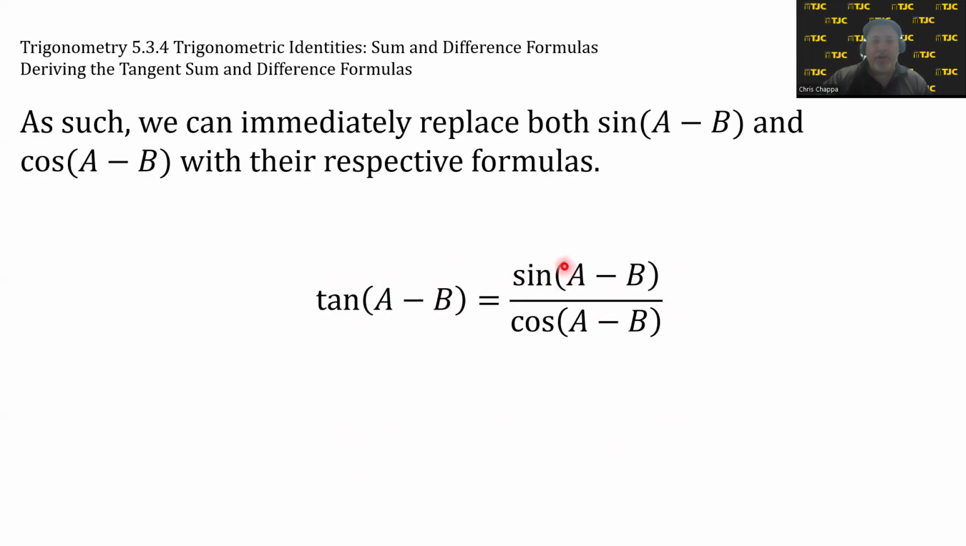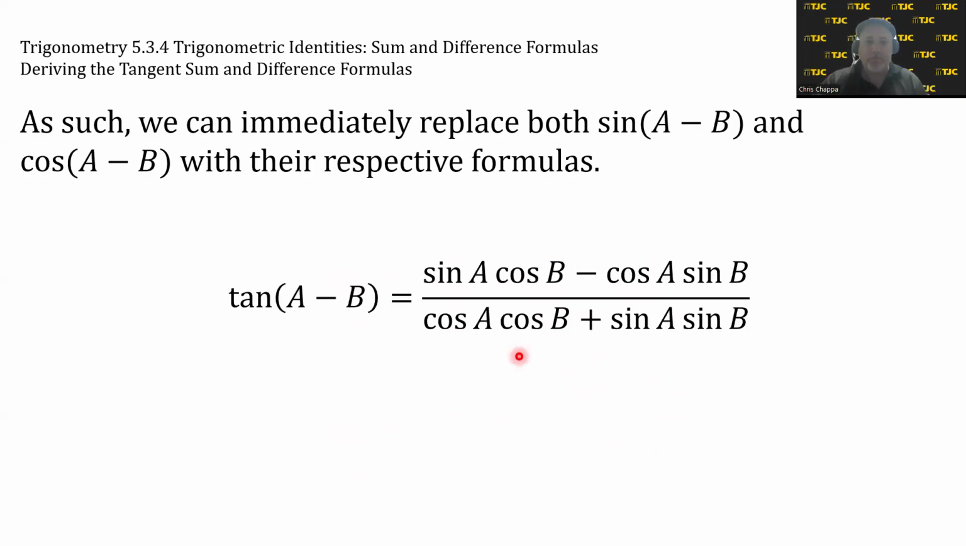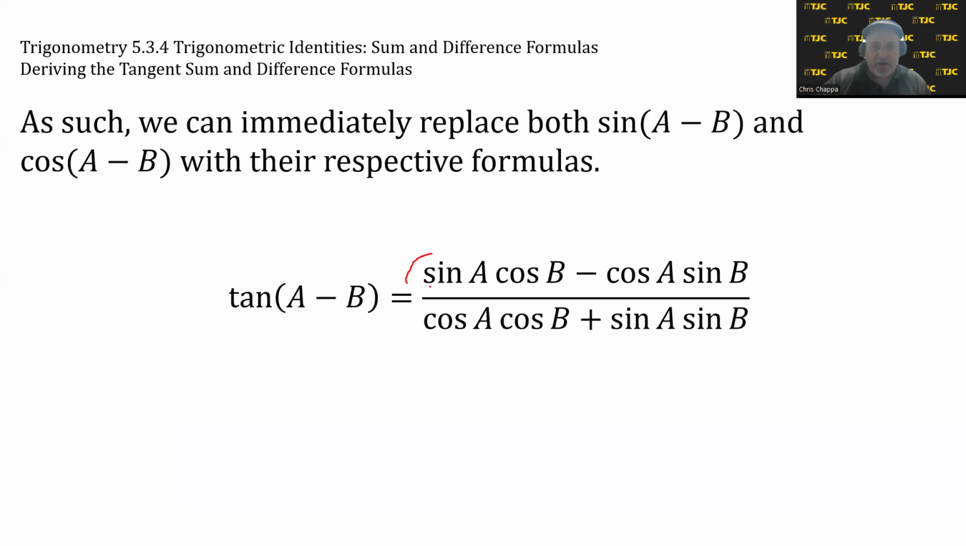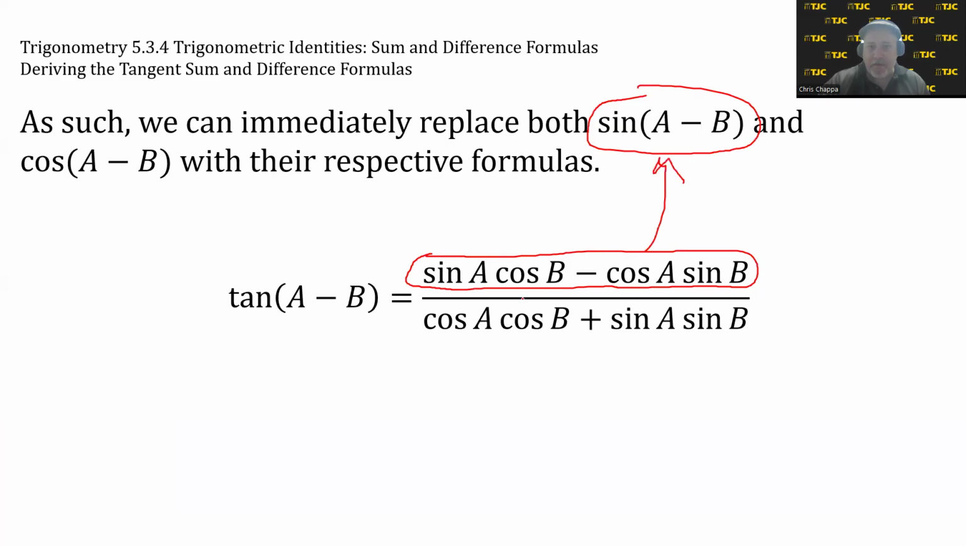Let's immediately replace both sides of this fraction with their respective formulas. Tangent of A minus B equals sine A cosine B minus cosine A sine B over cosine A cosine B plus sine A sine B. And just to make sure we're all on the same page, the numerator is the formula for sine of A minus B, whereas the denominator is the formula for cosine of A minus B.